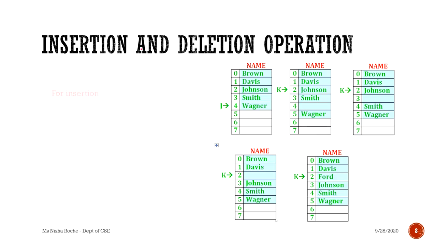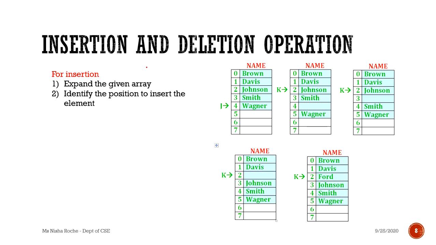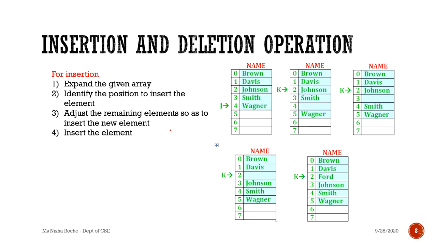Insertion and deletion operation. For insertion, we need to first expand the given array, then identify the position to insert the element. Next, adjust the remaining elements so as to insert the new element, and finally insert the element. Consider the example shown here. Suppose an element has to be inserted at index position 4, then the current value, which is Wagner, has to be first moved to the next position, that is index value 5, and once the space has been made available at index position 4, then the new element can be inserted.